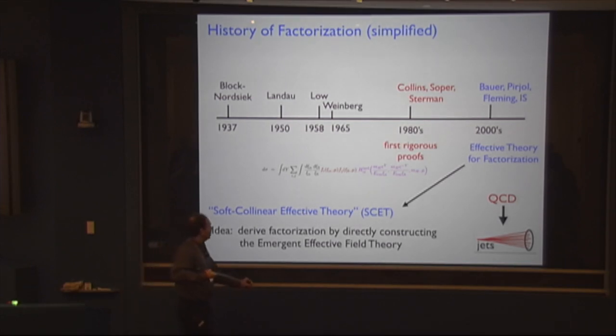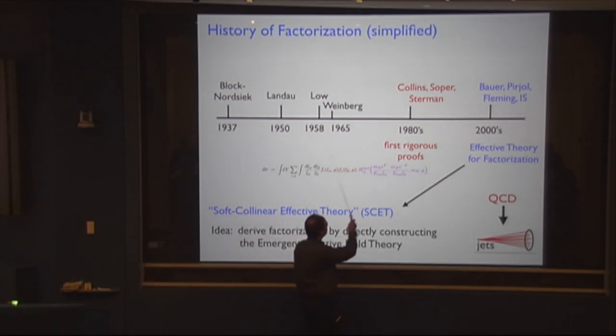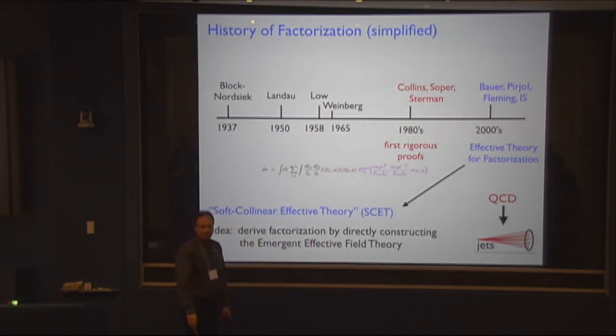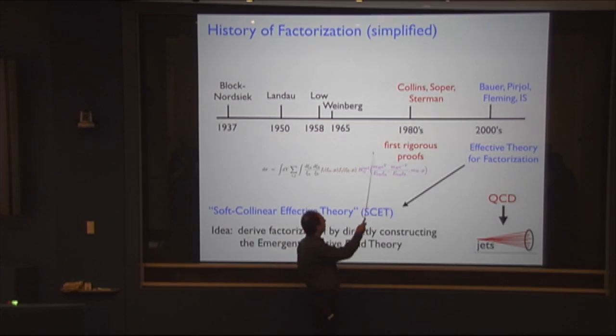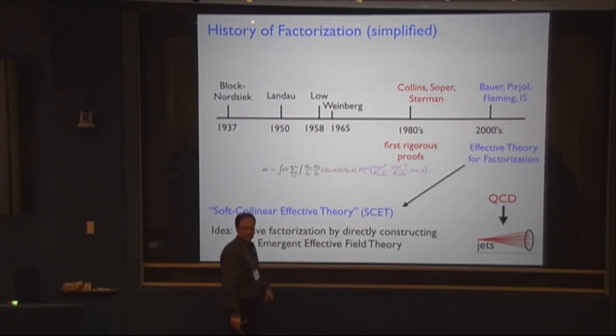But then this all kind of came together and culminated in the 80s with very important work by Collins, Soper, and Sterman. So they were the ones that gave the first rigorous proof of this formula that I showed you for Higgs production. Okay, that kind of thing was very important, obviously, for the collider physics program, but these proofs are rather difficult, and not a lot of the community is able to deal with them.